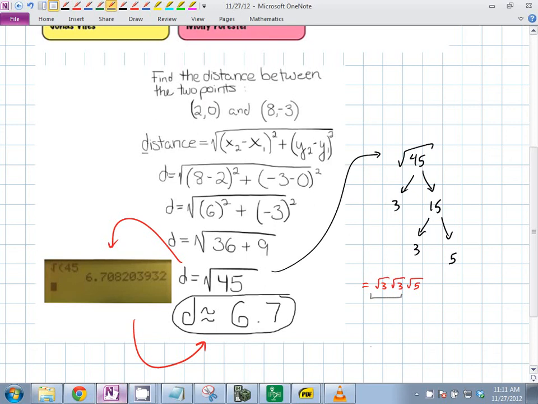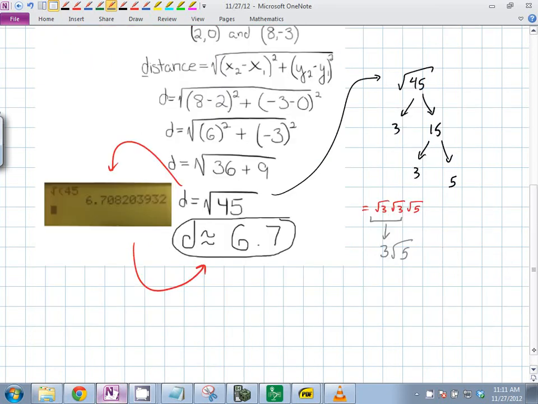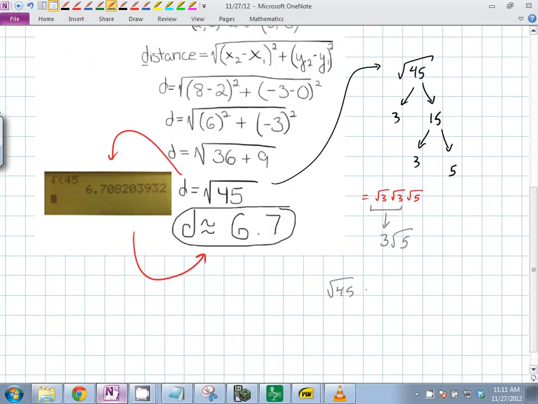So what does the square root of 3 times the square root of 3 equal? 3. So this equals 3 times root 5. What that tells you is the square root of 45 is equal to 3 root 5. You can't break that down any further because 5 is a prime number, and you can actually sometimes have a non-prime number in there.